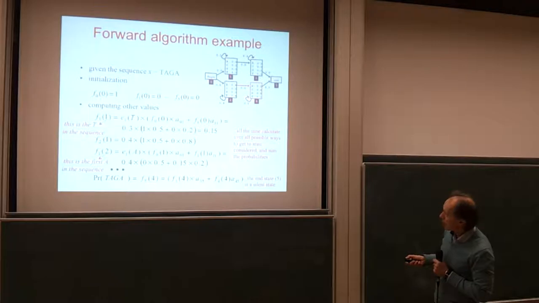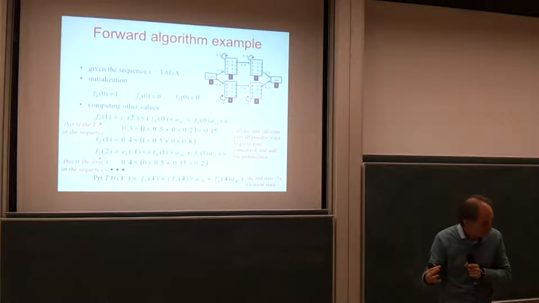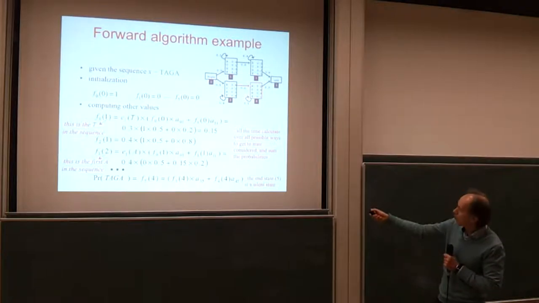So there's this zero here. And then this is the transition probability. So it's the emission probability times the transition probability. But if one of the two is zero, that would be total zero, right? So that's the one coming from the begin state.